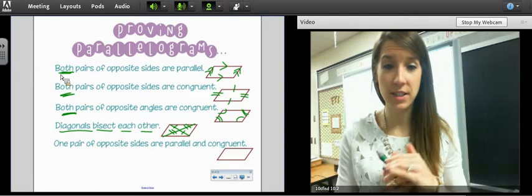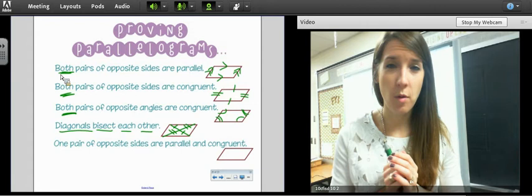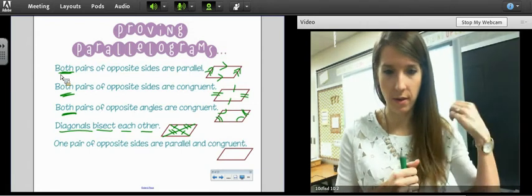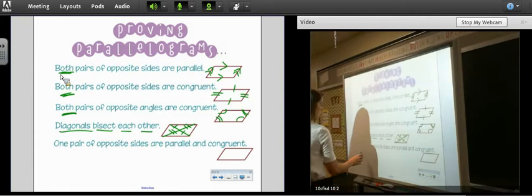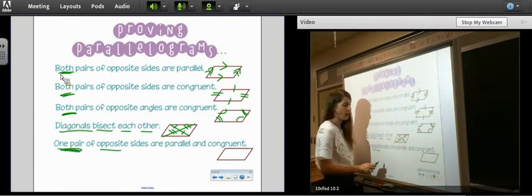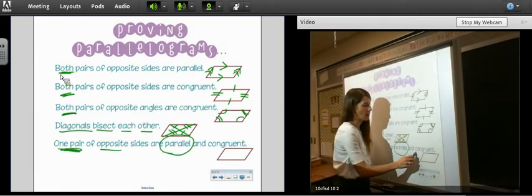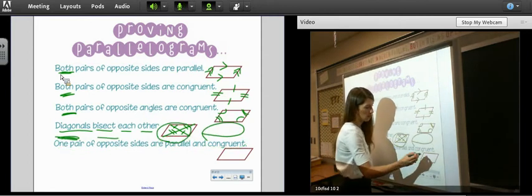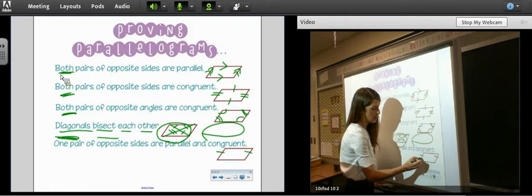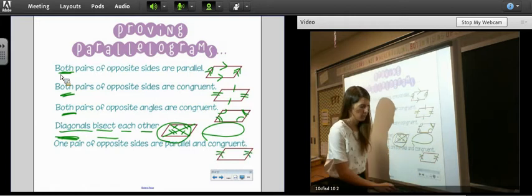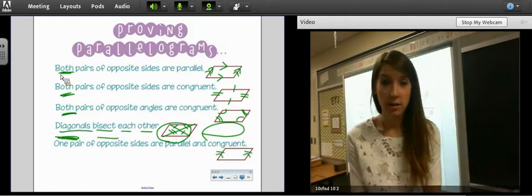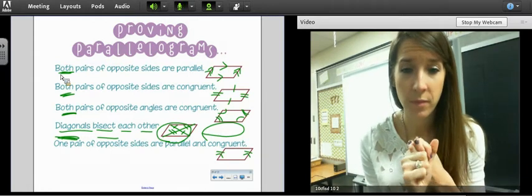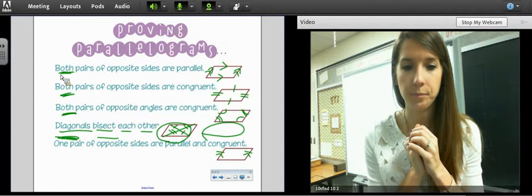And then this last one is the only one that's going to look different from what we talked about on Friday. This is not one of the properties. This is one of the ways to prove it guilty of being a parallelogram. You can have one pair of opposite sides that are both parallel and congruent. So let me show you what that looks like. Congruent and parallel at the same time. So if you can capture one pair of opposite sides and they're both parallel and congruent at the same time, then you can say that it's a parallelogram.